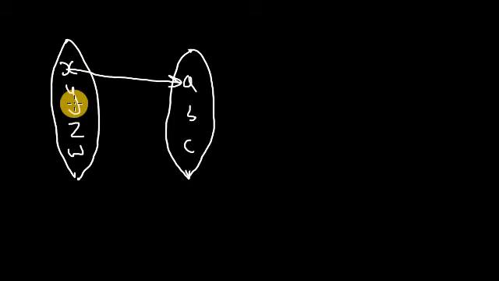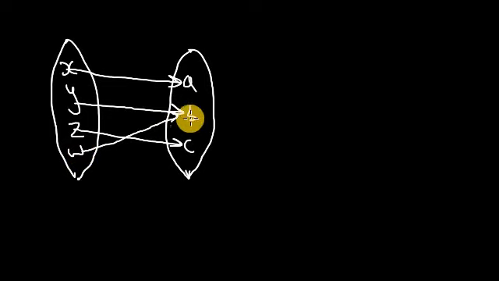So let's consider this diagram. Let's say I have A, B, C. Let's say X is mapped to A and Y is mapped to B. Z is mapped to C, and W is mapped to B. Now, is this one an onto mapping or a one-to-one mapping?